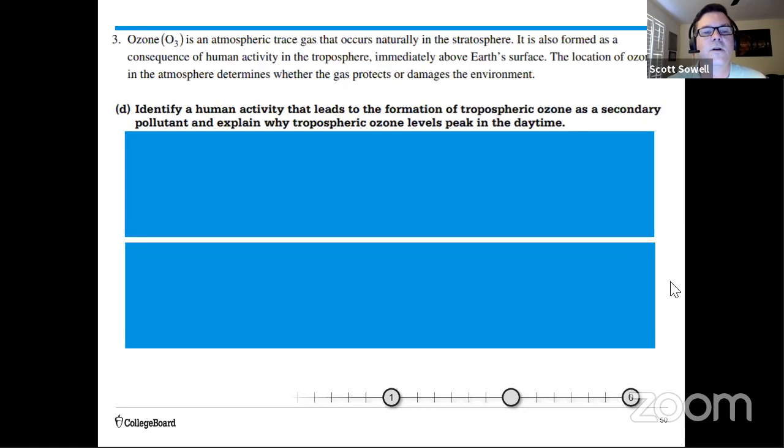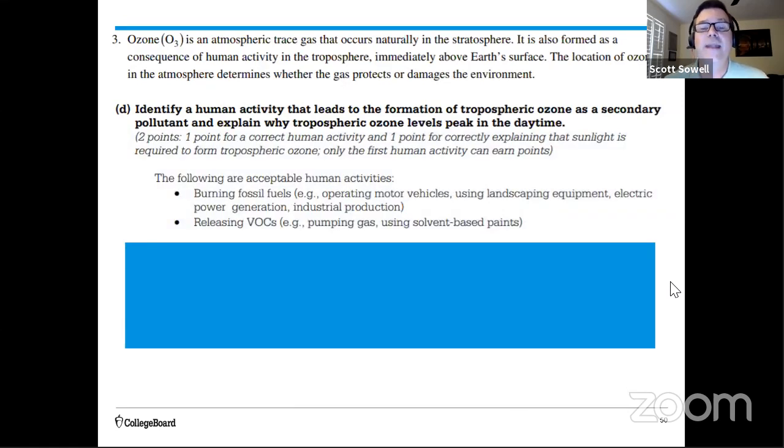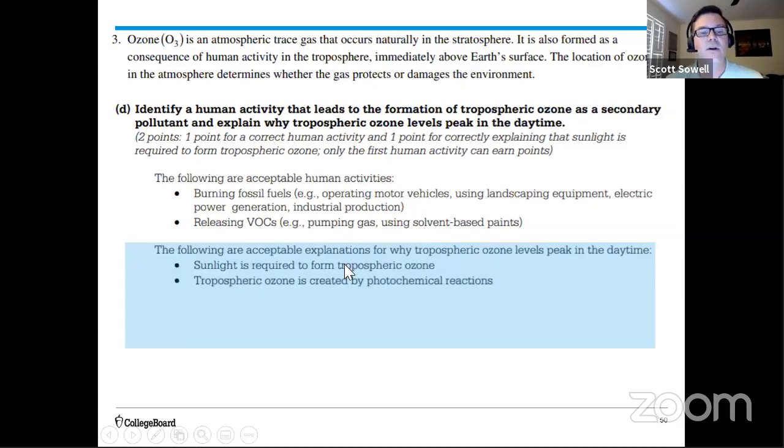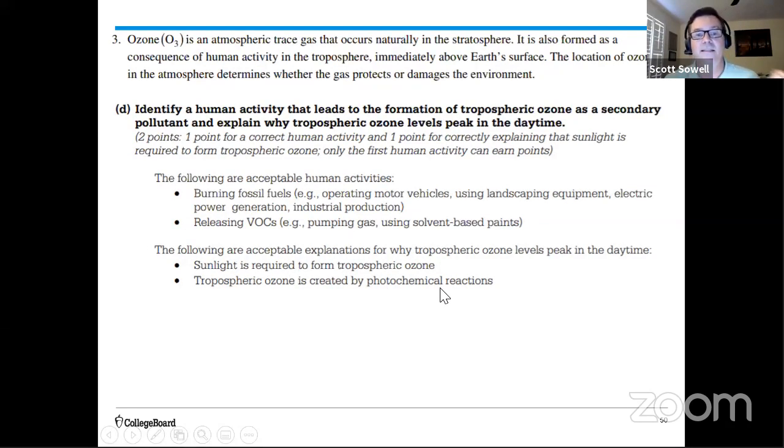All right, so the human activity, now it's asking for a specific human activity, not just things in general. So anytime we burn fossil fuels, either in motor vehicles or electric power generation, we're putting those emissions into the air, and releasing VOCs by doing something like pumping gas or using paints. Why does it peak in the daytime? Because sunlight is involved. This is a photochemical reaction. It's chemically started up. So we're looking for that sunlight answer there.